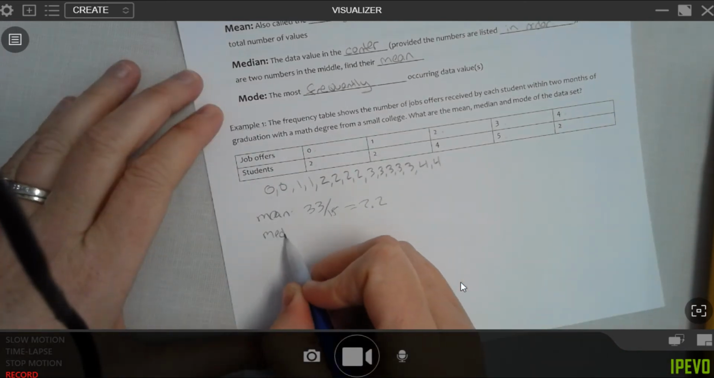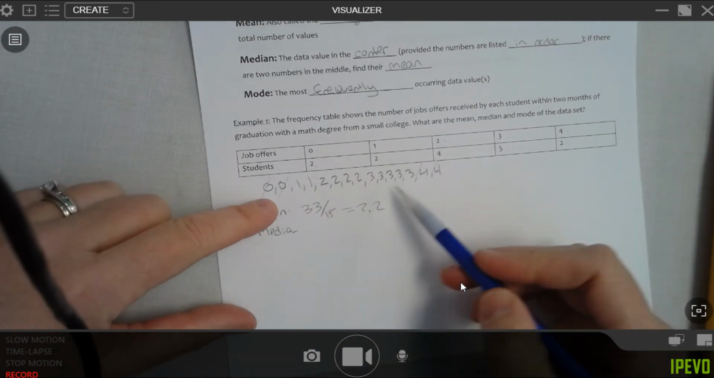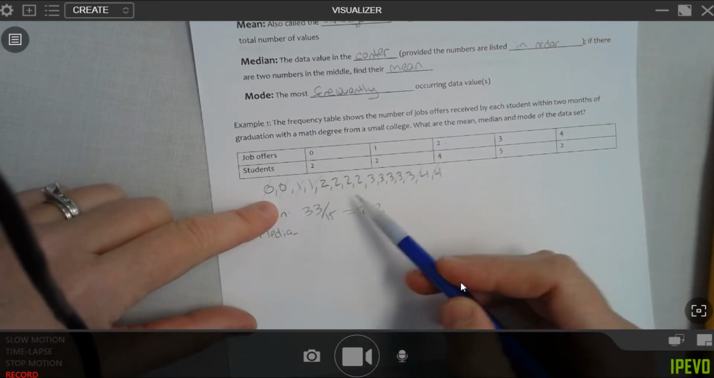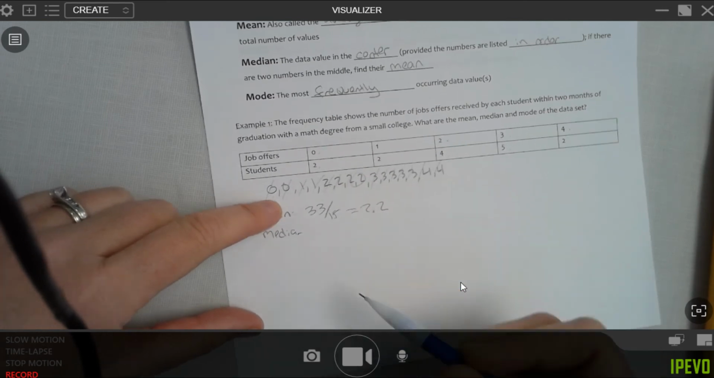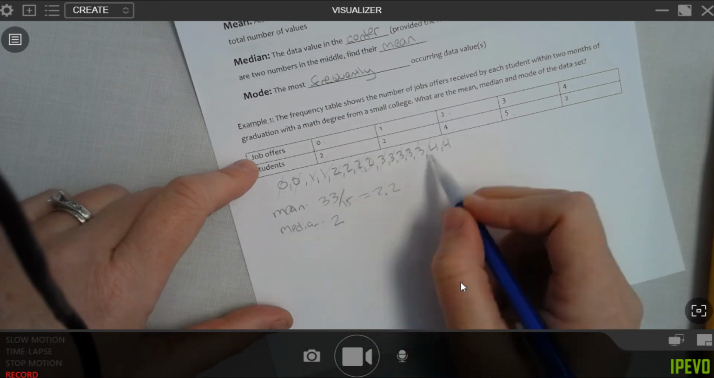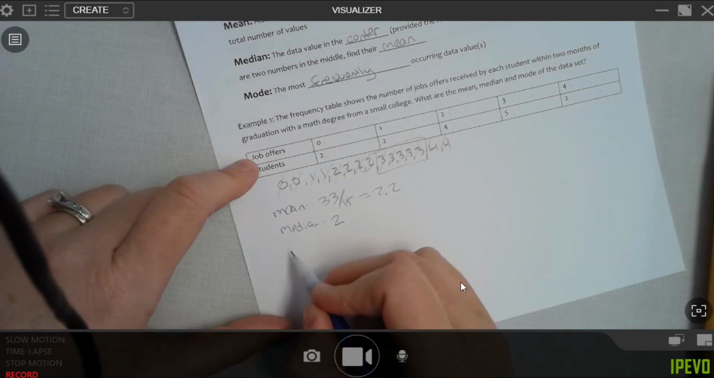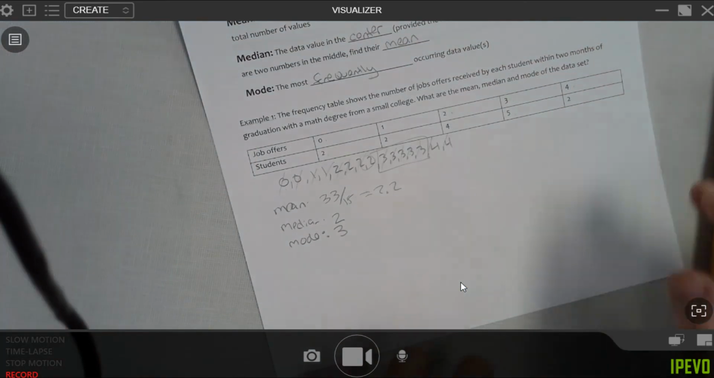Median would be your middle number. So remember, cross them off. So 0, 4, 1, like this. So 2 is your middle. So my median is 2. Mode is which one of these happens the most. And there were 5 on the 3, so 3 happens the most.